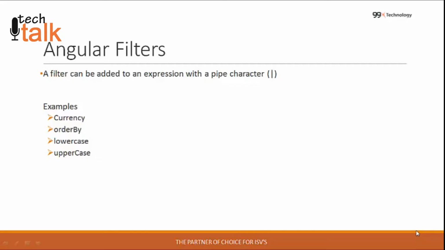Okay, let's move to the next topic of our tutorial. It is about Angular filters. Basically, Angular filters are used to transform data or to change the data format, and we can put a filter using a pipe character. Some major examples of filters are currency, order by, lowercase and uppercase. Let's see some examples.